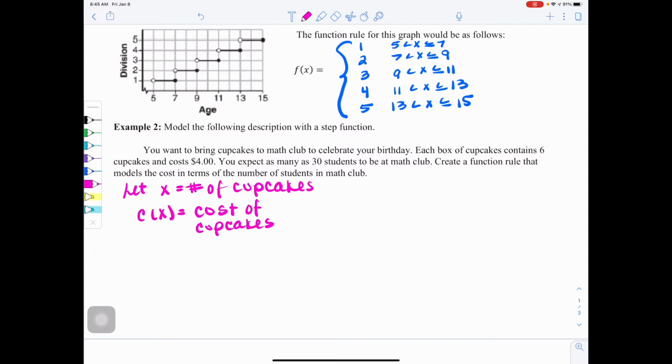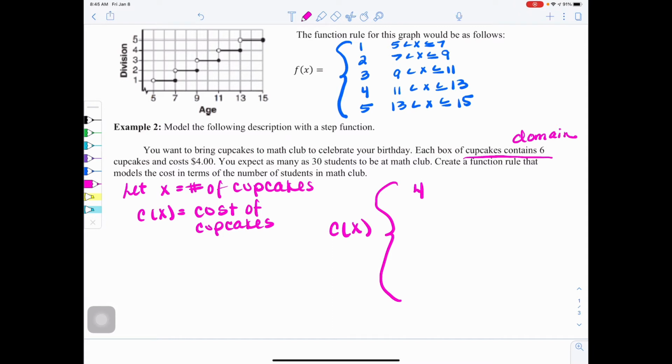Now, if the cupcakes are having 6 in a package, this part right here is telling us our domain. Okay? So remember, C of X is the cost. So C of X equals, the cost is equal to, and we want to think about it in boxes of cupcakes. So there are 6 cupcakes in one box. If I purchase one box, that's going to be $4. So that's the first part of my function.